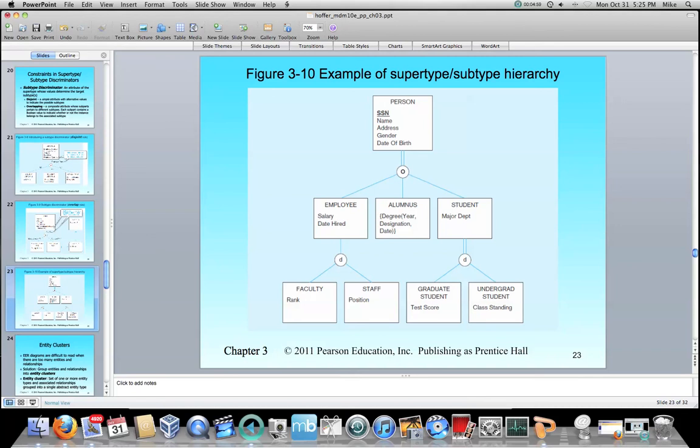Then we look at student, and a student has to be either a graduate student or an undergraduate student. Again, this is a disjoint rule, meaning that you can't be a graduate student and an undergraduate student at the same time. And that ends my lecture on the supertype and subtype discriminators.